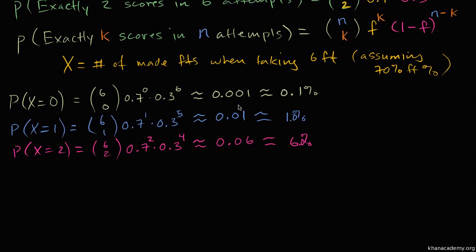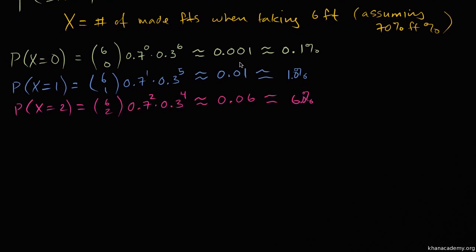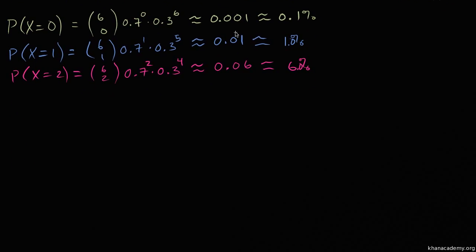But let's keep going. We're obviously going to have to do a few more of these. So let me just make sure I have enough real estate. All right. So the probability that our random variable is equal to 3 is going to be 6 choose 3.